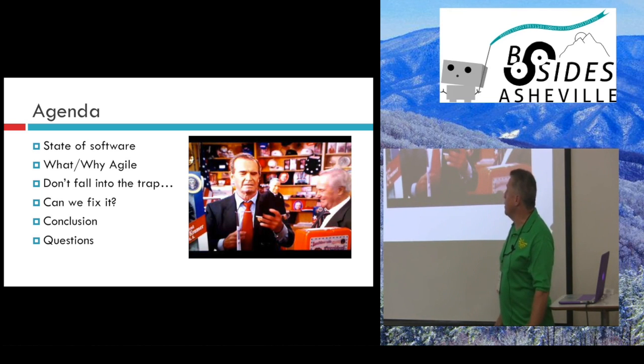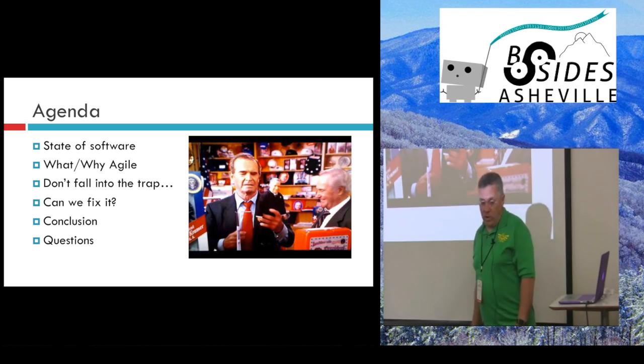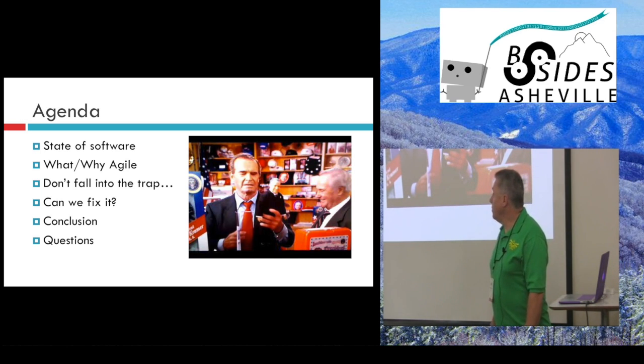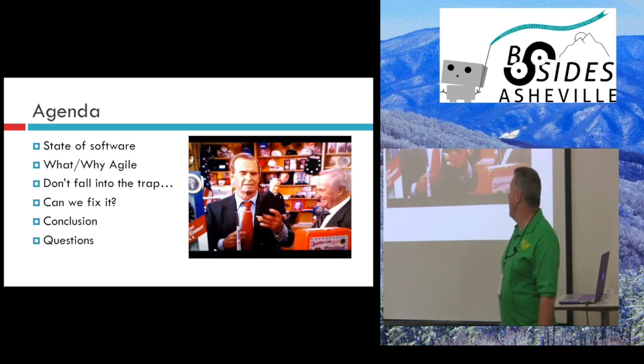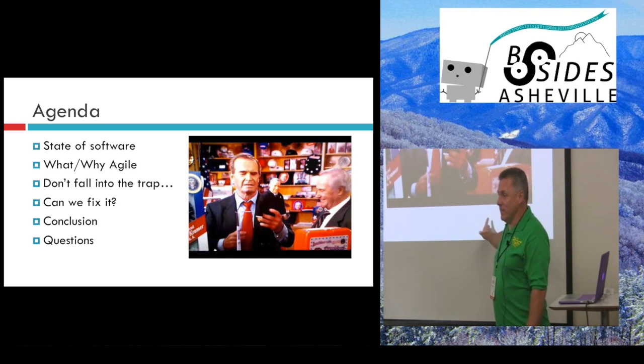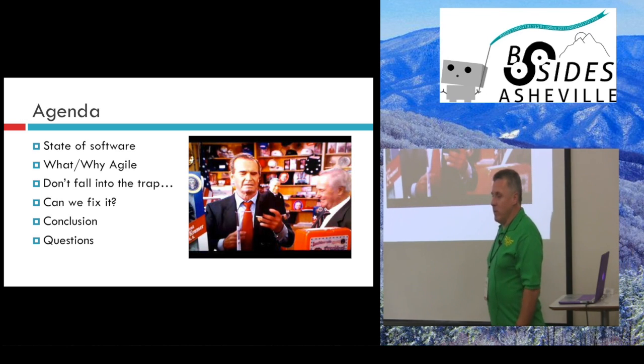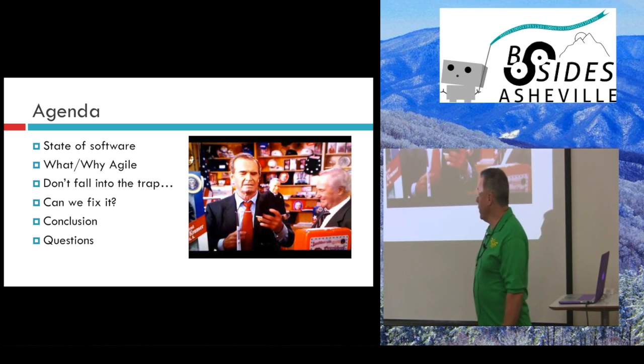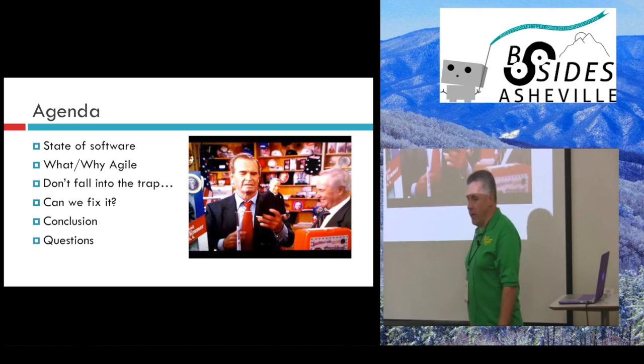Quick agenda. Talk about the state of software. We'll talk about what Agile is for those of you who may not have been exposed previously. Don't fall into the trap. Anybody recognize this movie? It was made mostly right here in Asheville, called My Fellow Americans. Then we'll talk about the important stuff. How are we going to fix it? Wrap up with a short conclusion, and if anybody's got any questions along the way, or if I start stuttering, just raise your hand, let me know.